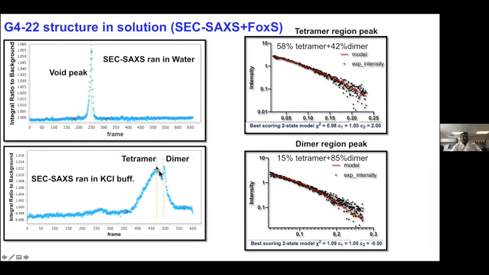If I take the points from the dimer peak and the tetramer peak and try to fit them with MultiFoXS, as Mikhail was describing in the previous talk, I get a population of tetramer and dimer in the tetramer peak, where you have more of a tetramer. In the dimer region, you have more of a dimer. So this is what we used SAXS for, validating the structure in solution.